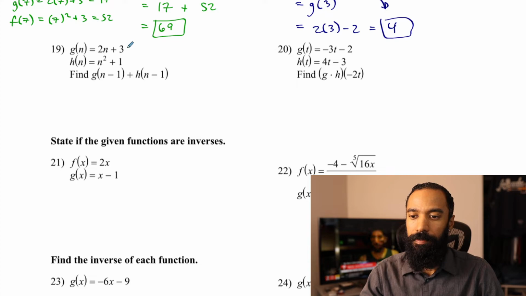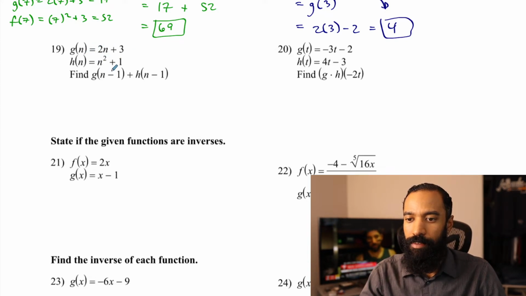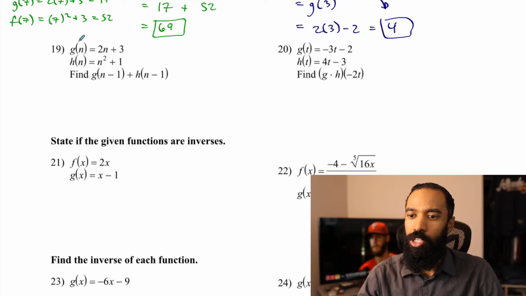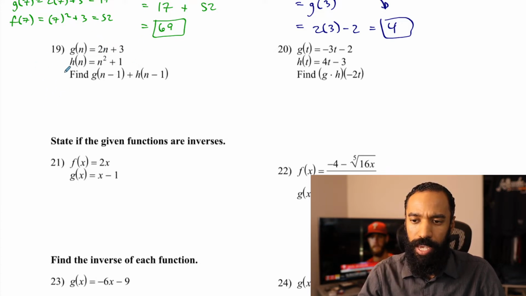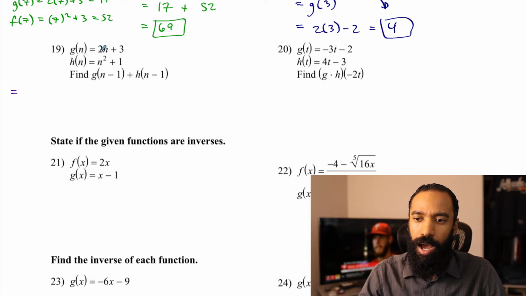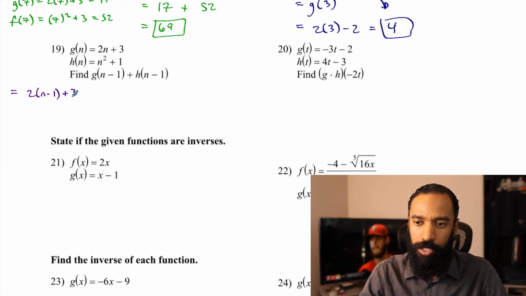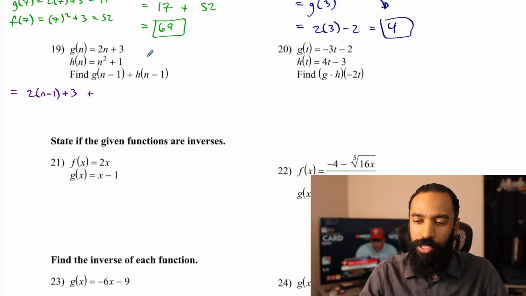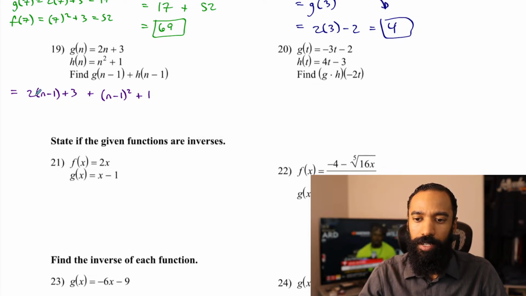Number 19. G of n is 2n plus 3. H of n is n squared plus 1. Find G of n minus 1 plus H of n minus 1. So n minus 1 is going to take place in both of these guys right here. I'm going to try and write this whole thing out and then combine things within. So that is going to be G of n minus 1 is 2 times n minus 1 plus 3, plus H of n minus 1. So this is going to be n squared minus 1. Nope. N minus 1 squared plus 1. There's the G of n minus 1. There's the H of n minus 1.